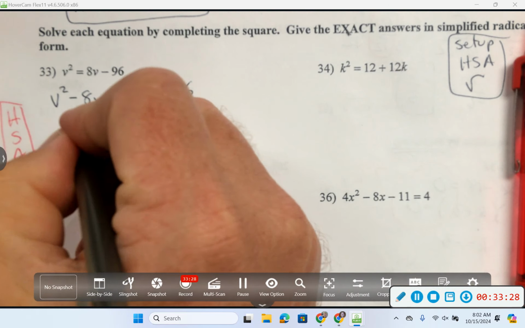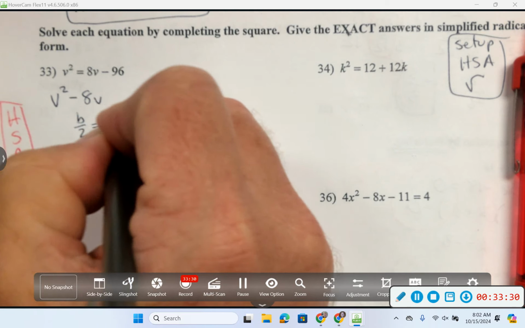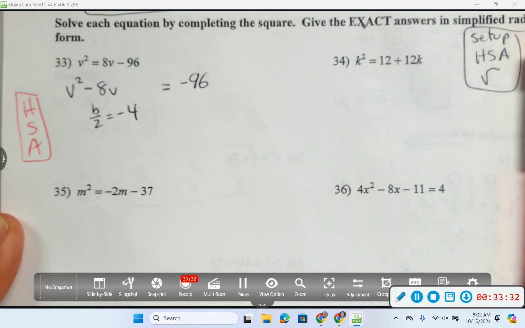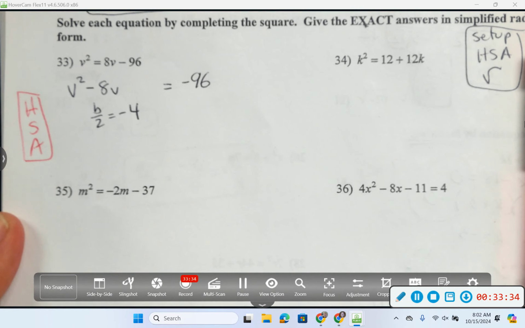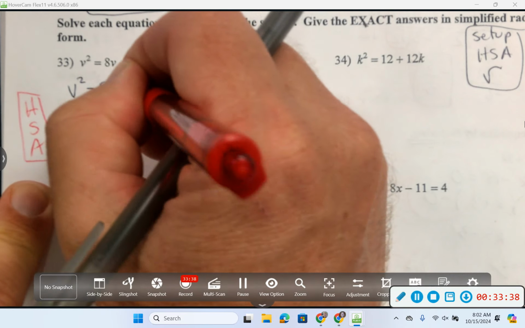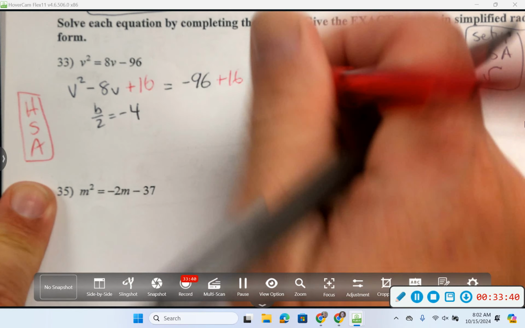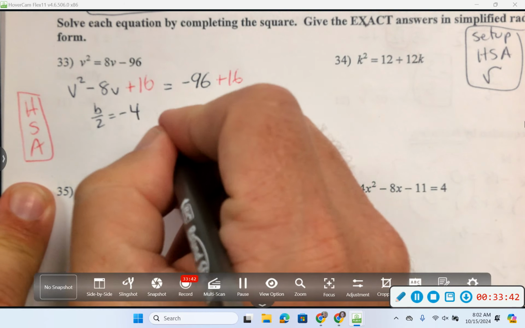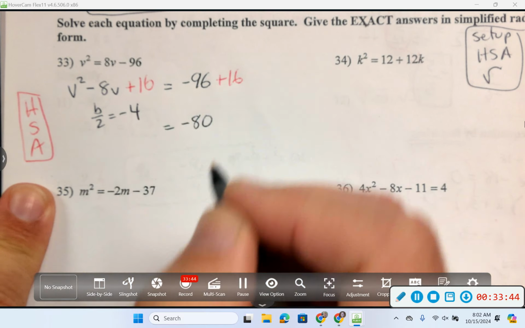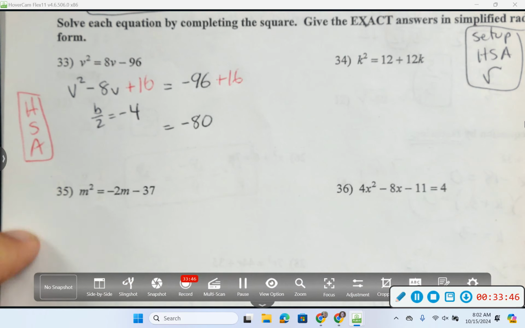Half of b. Half of b is negative 4. That's the half it part. Square it, you get 16. And what do you do with the 16? Add it to both sides. Half it, square it, add it. Negative 80? Factor the left, but remember it's not hard factoring.